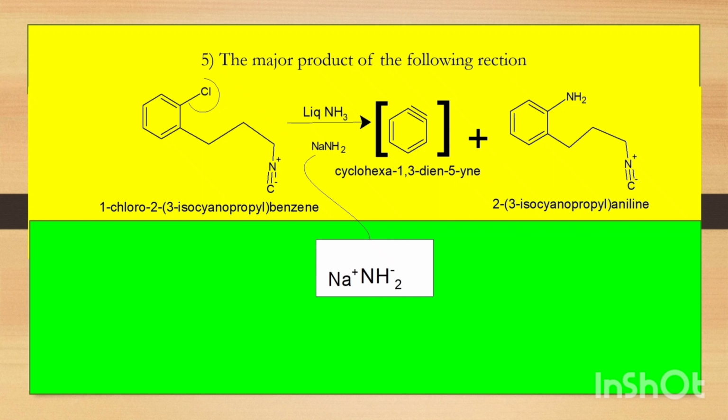Na plus and NH2 minus. We have to simplify to produce cyclohexa-1,3-diene-5-yne. This is the IUPAC name. Here chlorine is the leaving group and at that position the amide group attaches. The final product is that chlorine leaves and an NH2 group attaches. Here the chemical name is 2,3-isocyanopropyl aniline.